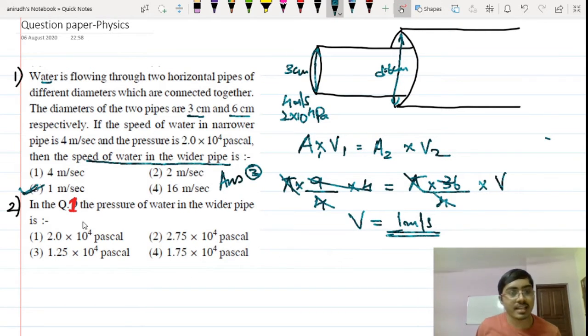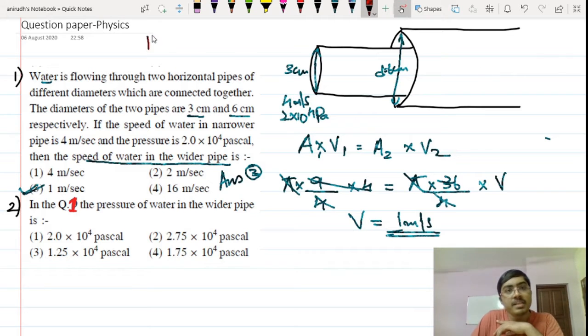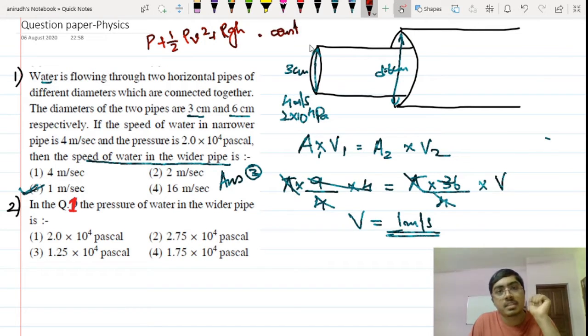Right? Now in the second question, the pressure of the water in the wider pipe. See, pressure of the water in the wider pipe. So this calls for the usage of Bernoulli's equation, right? So what is Bernoulli's equation? P plus half rho V square plus rho GH is a constant. Now how much should I use from this? Here the height of all these structures, they are in the same horizontal level. So I am not going to consider this particular part. I am only going to consider this part.